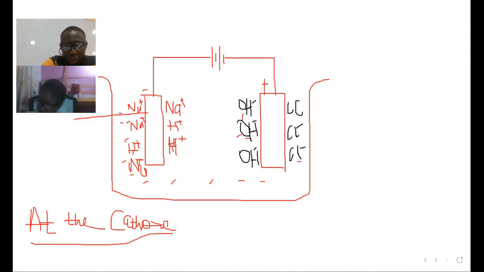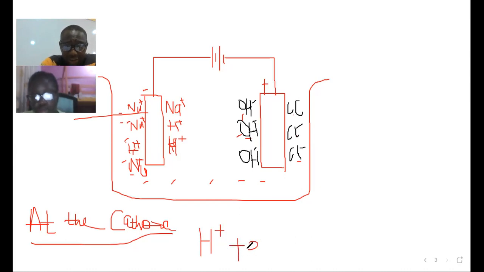Now, we're expected not just to know which ions will be preferentially discharged, we are expected to write what we call the half reaction at the cathode, the kind of reaction that happens at the cathode. Since we know definitely that hydrogen will be discharged at the cathode, and remember, this is already a hydrogen ion. Now, what happens if this is a hydrogen ion already? What happens?